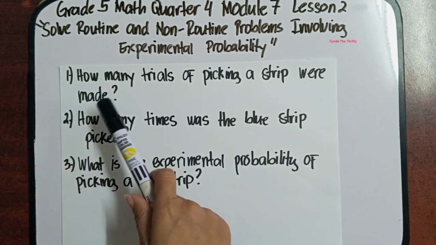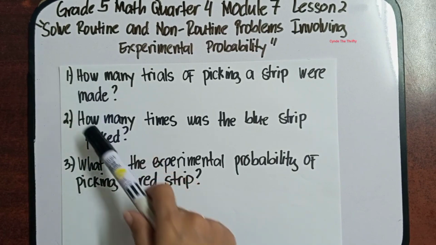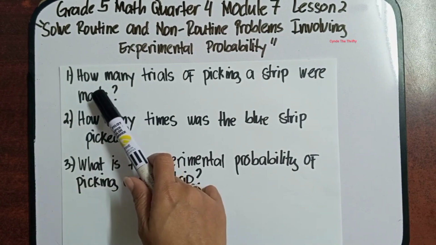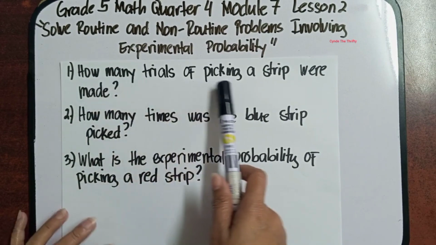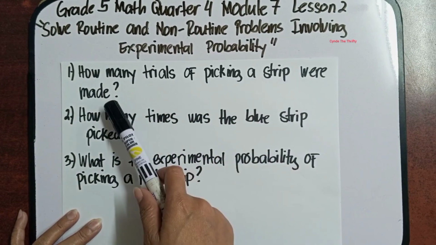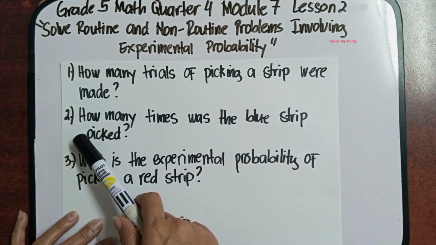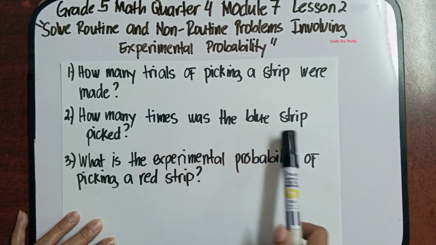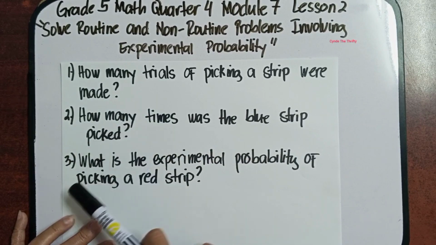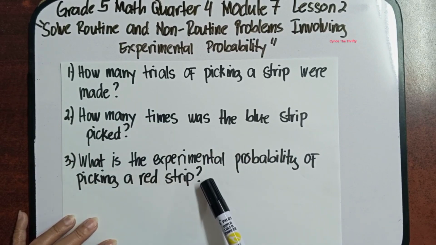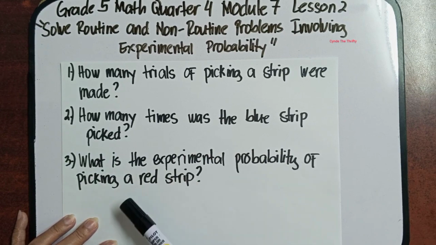Ngayon, meron tayong mga question dito. So, meron tayong question number 1, 2, at 3. Sa question number 1, how many trials of picking a strip were made? Sa question number 2 naman, how many times was the blue strip picked? And then, ang third question, what is the experimental probability of picking a red strip?